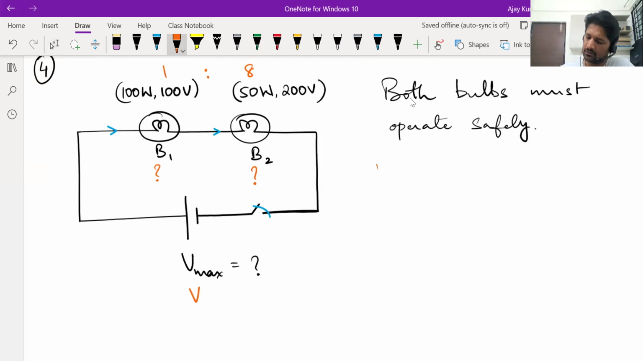So get V1 in terms of V, get V2 in terms of V, then write the condition that V1 should be less than 100 and V2 should be less than 200. From those you can find out the value of V. Try this, all of you.